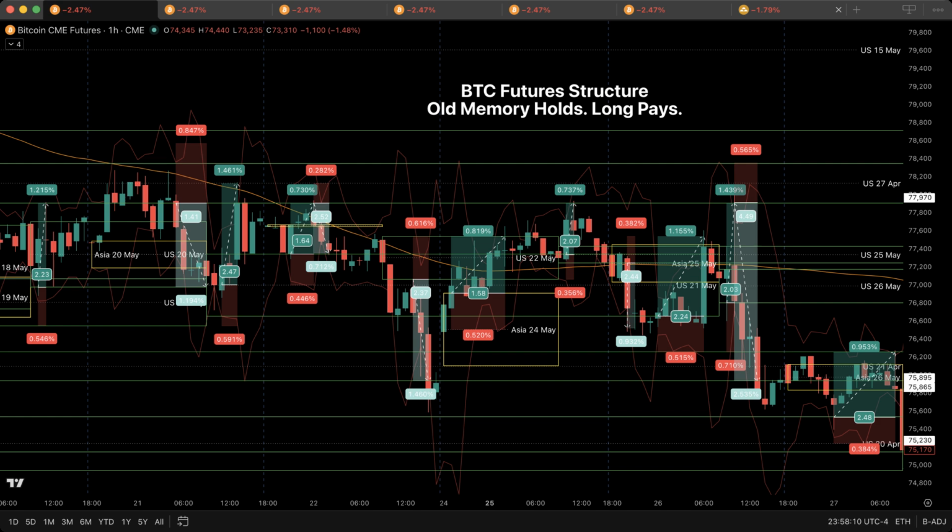But the stop cannot sit too close. If normal reaction touches it, the trail damages the trade. If the stop stays too far away, the trail protects nothing. So the stop follows structure, not fear, not greed, not the last green candle.